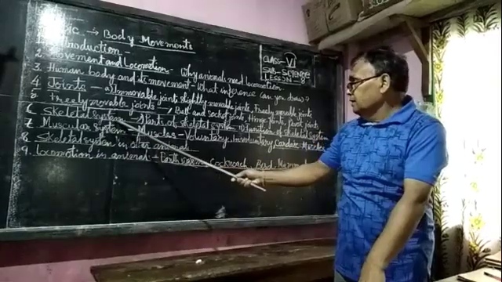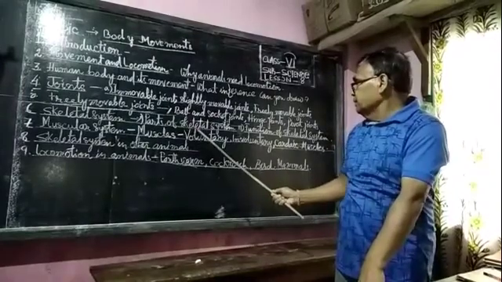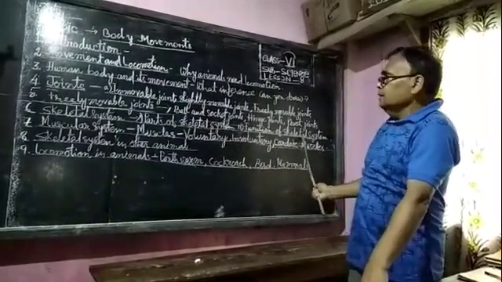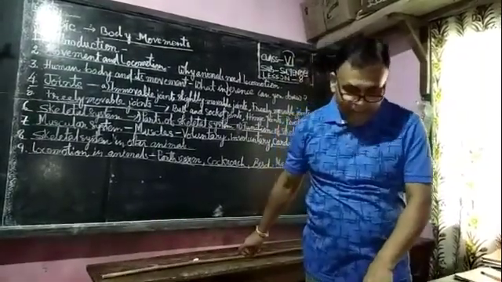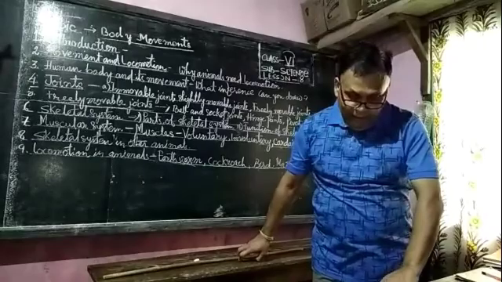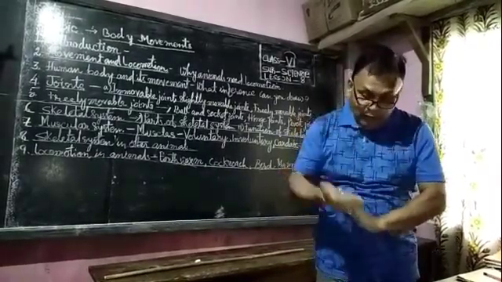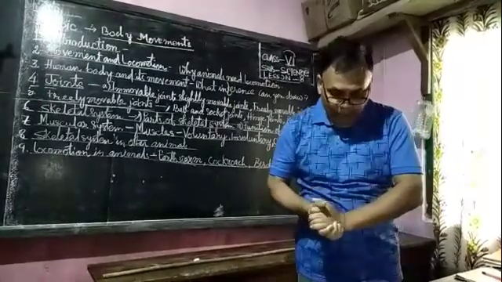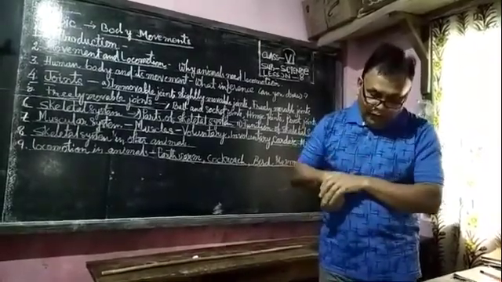Now, the skeletal system. What are the parts of the skeletal system, and what are its functions? We will discuss the skeletal system now. A skeletal system consists of bones and cartilage present in the body from head to toe.